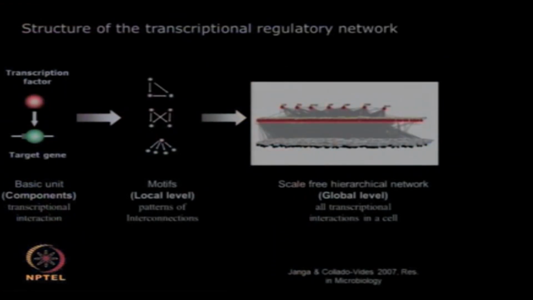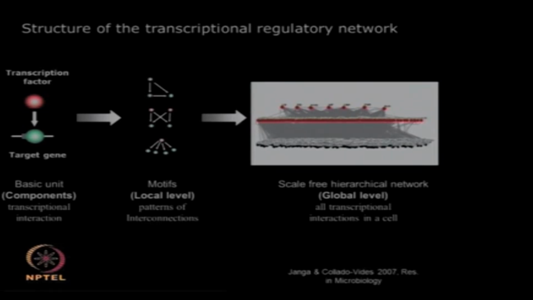Now, in between the top and the bottom layer, in between the leftmost figure of the basic unit and the rightmost figure, there are set of substructures or subgraphs within the regulatory network which we call as motifs. Motifs are the set of subgraphs which occur more often than expected by chance. And there are three kinds of regulatory motifs that are identified in regulatory networks.